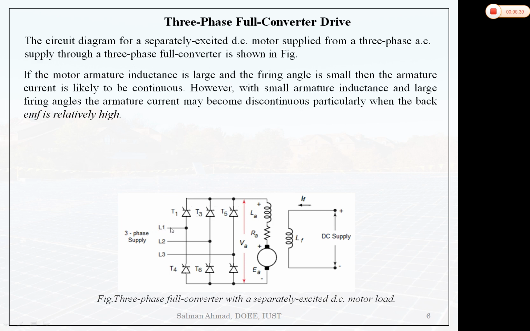3-phase supply is applied on these lines. Say Vm sin omega t here, Vm sin omega t minus 120 here, and Vm sin omega t minus 240 on this. From the upper group, one thyristor will conduct at a time, and from the bottom group, one thyristor will conduct at a time. Those thyristors having the maximum positive voltage among all will be forward biased, which means they can be triggered. Similarly, from the bottom group, whichever has the most negative value will be forward biased to be triggered.